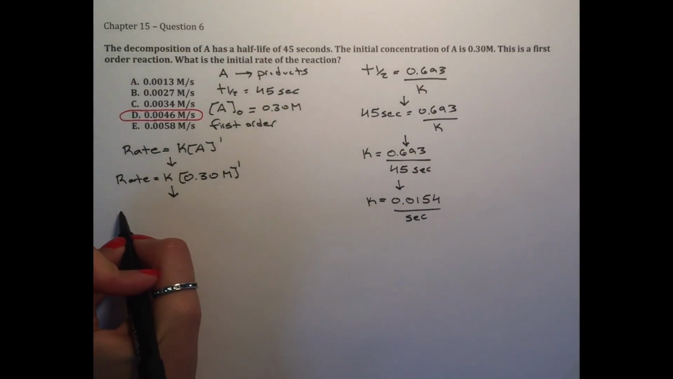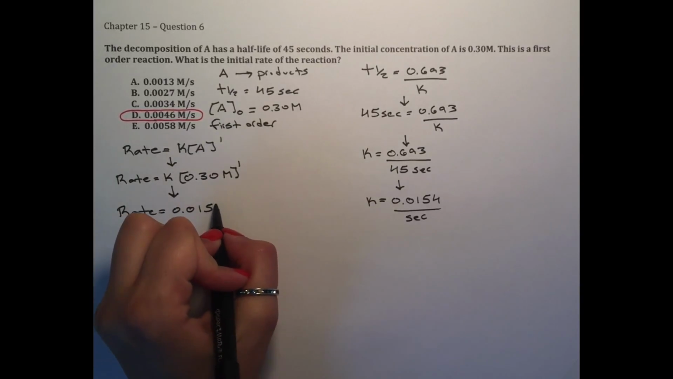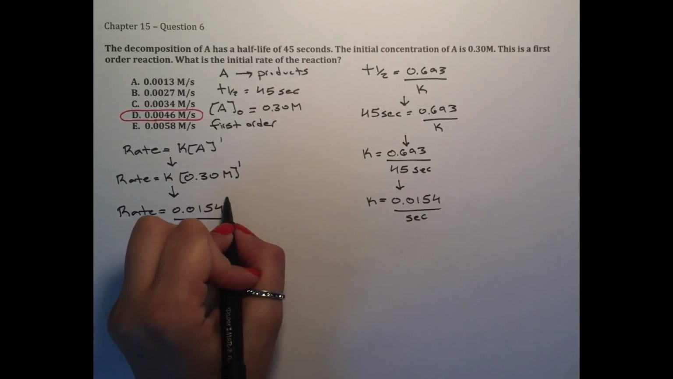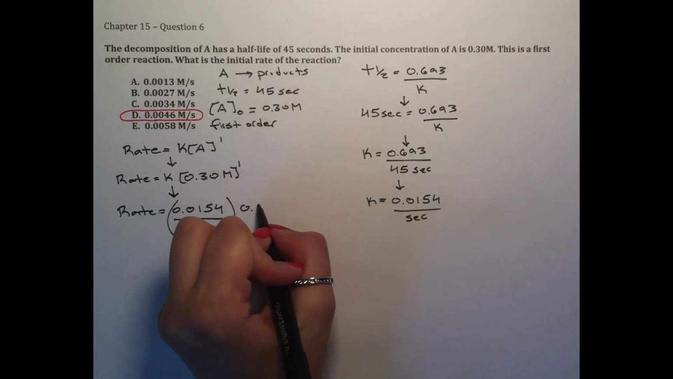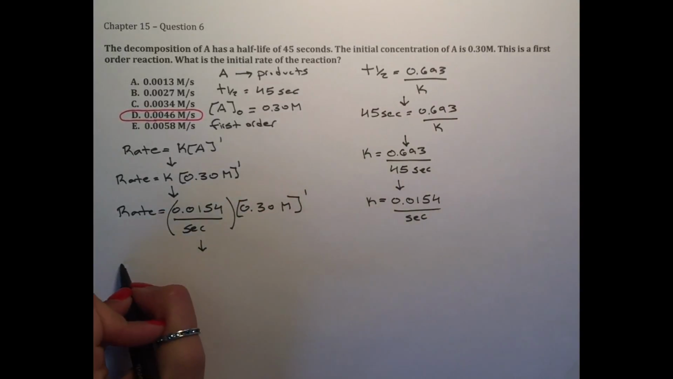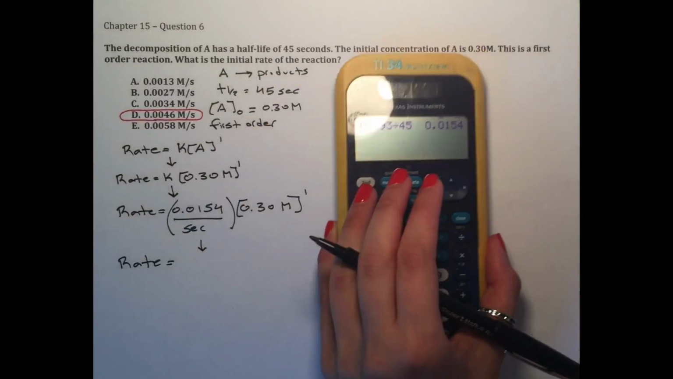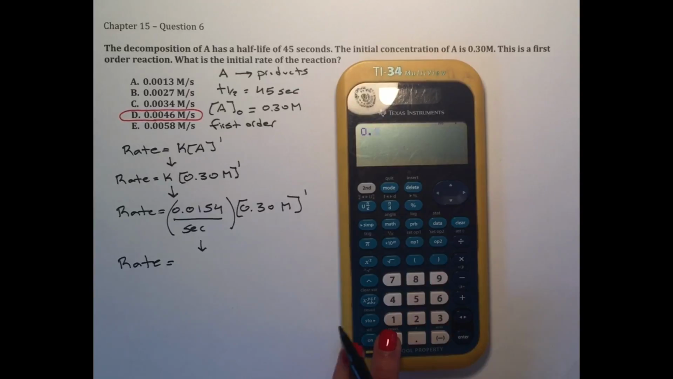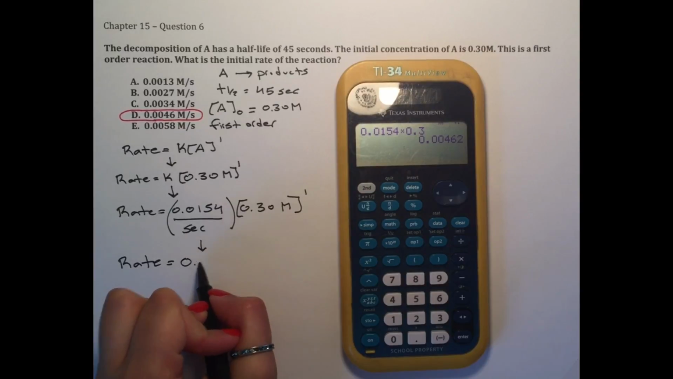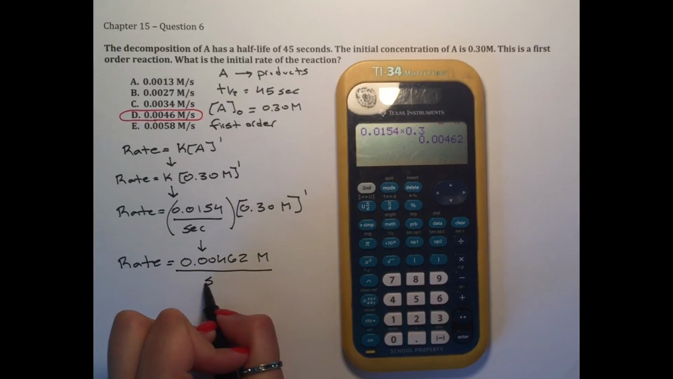So let's plug that into our rate law. Rate equals 0.0154 per second times 0.30 molar to the first. So in order to find our answer, which is an initial rate, we're just going to multiply these two together. And we get an answer of 0.00462 molar per second.